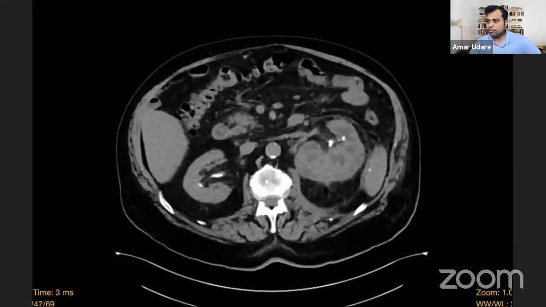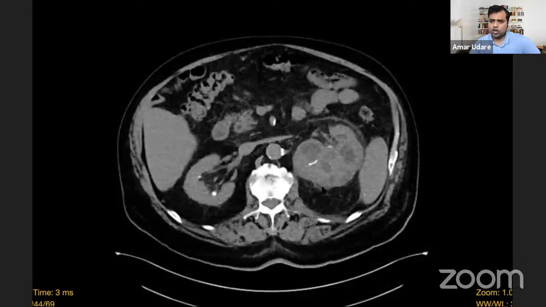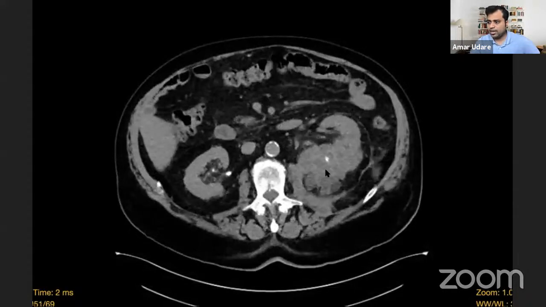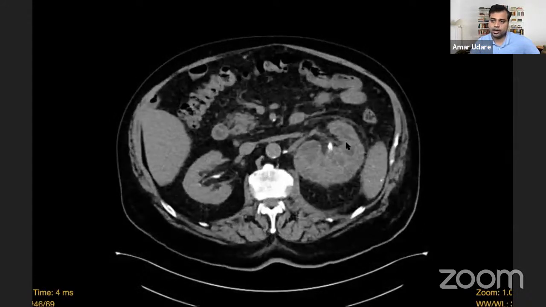So a couple of thoughts should come to your mind. The first thing should be, is it an abscess? Unfortunately, this patient did not have acute symptoms. Still, an abscess cannot be completely ruled out, but that was one thought. This patient additionally had a calculus sitting at the renal pelvis. It's difficult to recognize it here, but I'll give you that history.